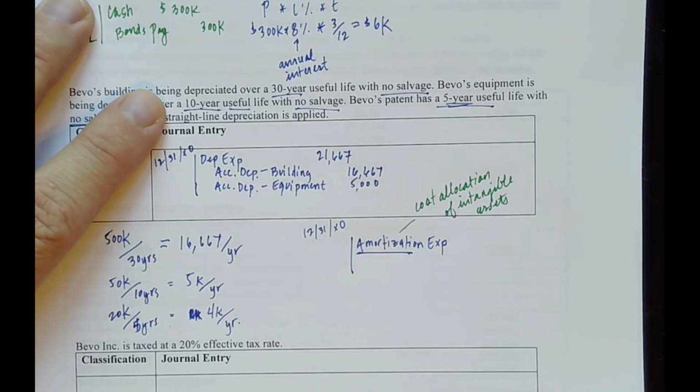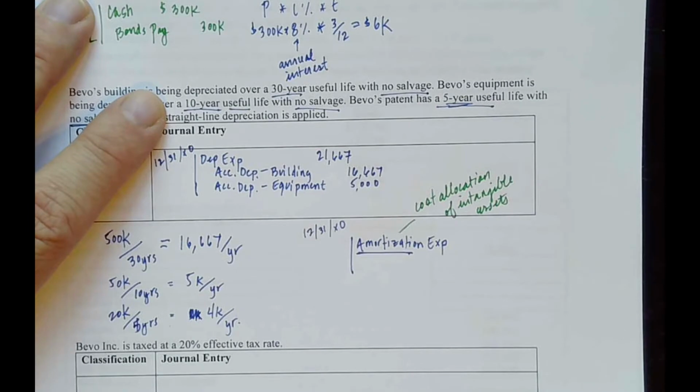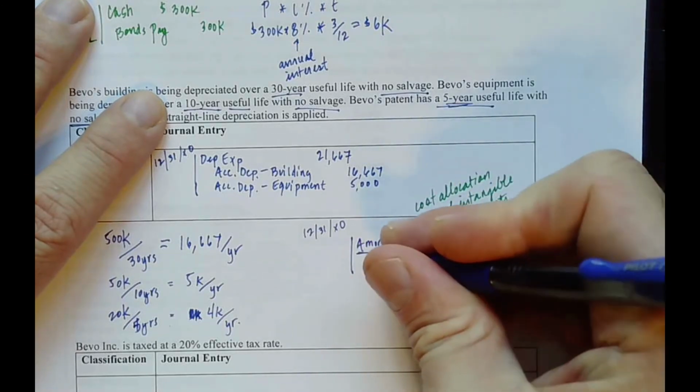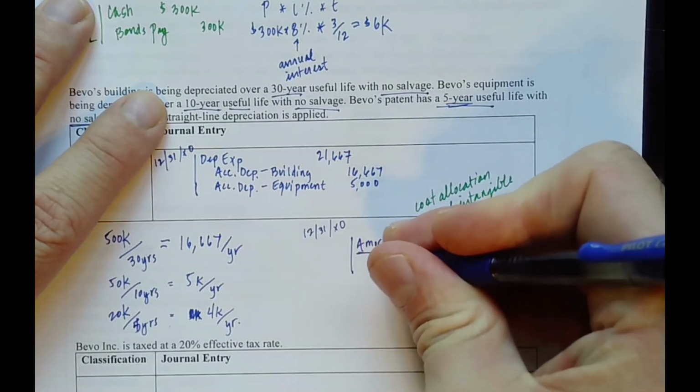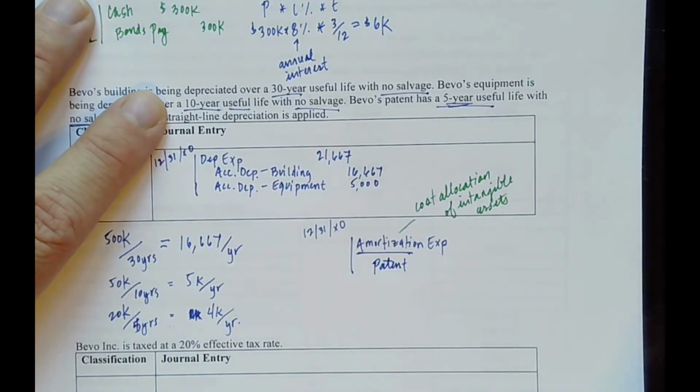The other interesting part is the convention for recording cost allocation of an intangible is not to credit a contra asset. It wouldn't be incorrect, but it's just generally not done. Instead, what we do is reduce the value of the patent directly. We cut out the middleman. We don't credit a contra account. We just credit the asset account directly.